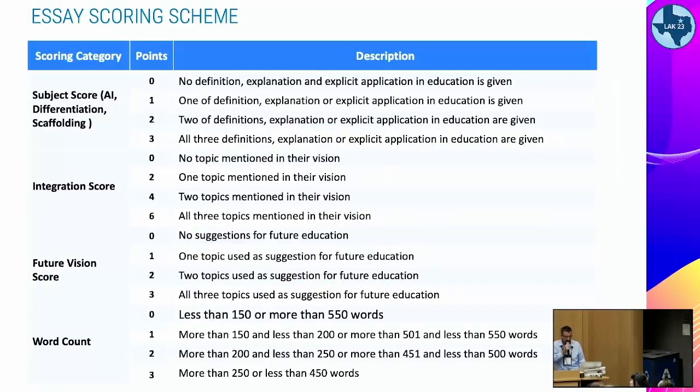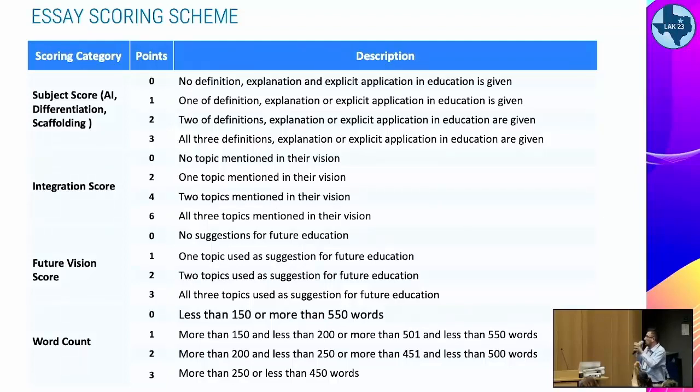In the data annotation stage, we first scored each essay relative to those 4 parts of the scoring rubric. The first and the last part weren't used in this analysis because the first one was there to identify whether students provided information related to AI, differentiation, and scaffolding or not in their essay. Something that we were more interested in was the integration, and word count wasn't obviously used in this analysis as well. So we were interested in the integration part and the future vision score.